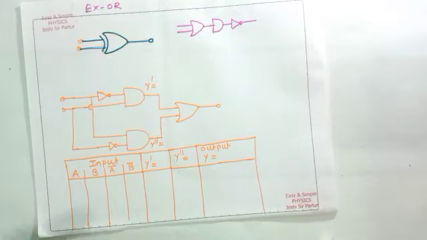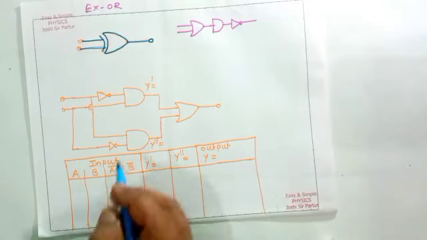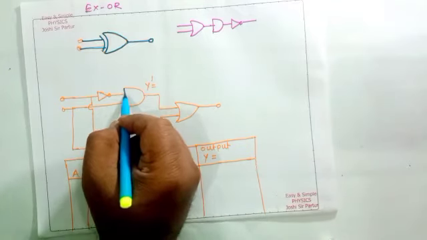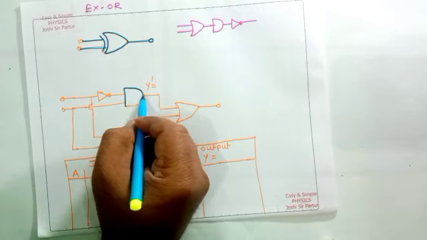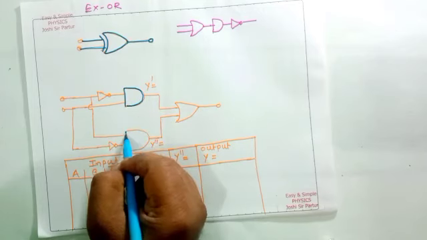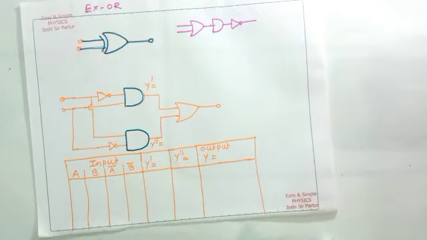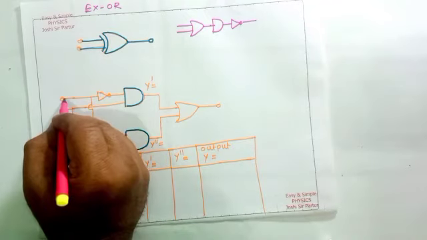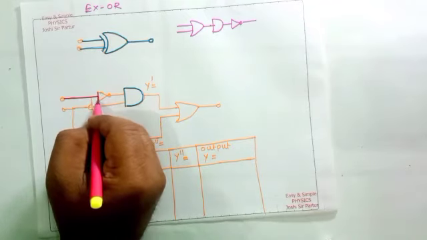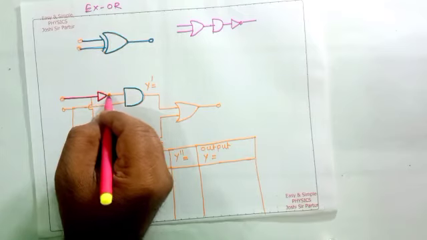See here, the modification of this symbol, it represents two AND gates, which have inputs. The input of the first AND gate is combined with NOT gate.